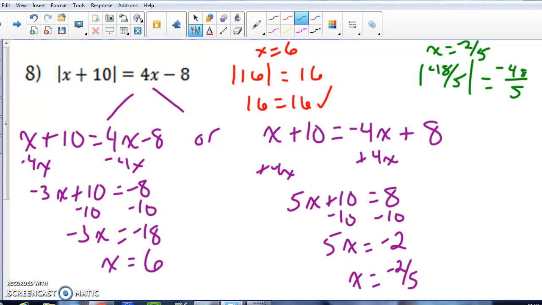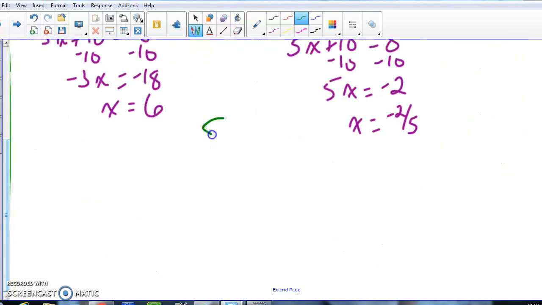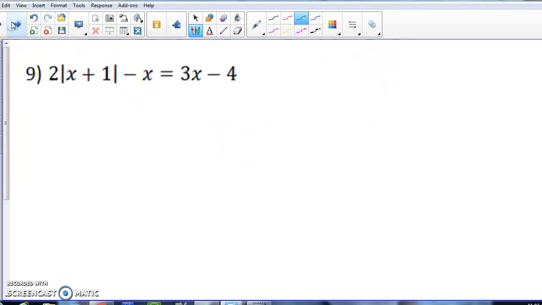Even though these 2 things look very similar, they both have 48 over 5, you have to think about what this means. On the left-hand side, when I take the absolute value of positive 48 over 5, it's just 48 over 5, which is not equal to negative 48 over 5. So this solution does not work. Again, it's extraneous. So my only answer in this case that works is the positive 6. All right? Looking at number 9.